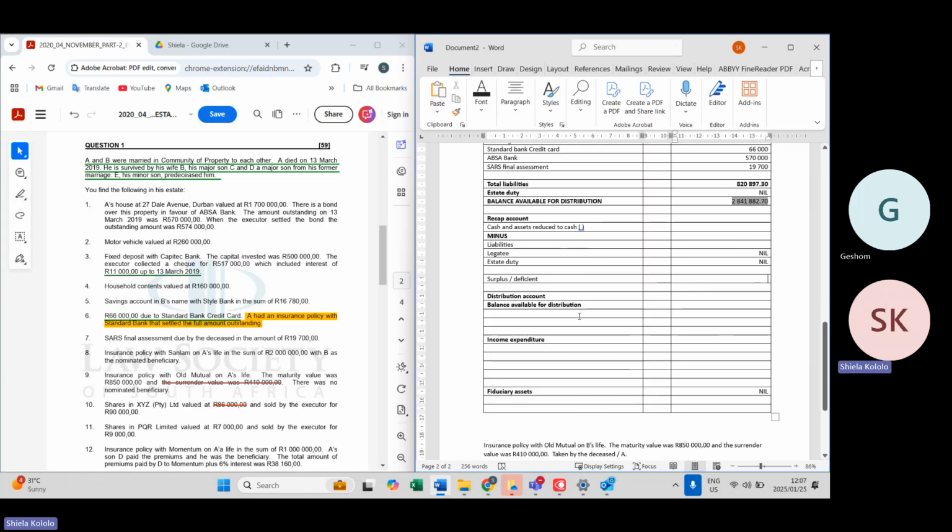And then our distribution account, now this is where we would be distributing. Same thing here. You see here, we said balance available for distribution.